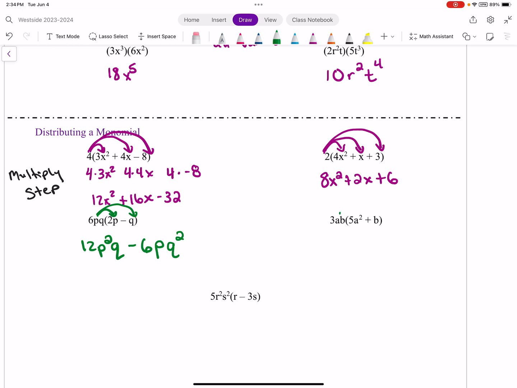We're going to go ahead. 3ab times 5a squared. So that's 15 a to the third b. And then plus 3ab squared. And the last one, 5r to the third s squared. So the 5 and the s squared have nothing to go with. R squared and r makes r to the third. And then minus 5 times 3 is 15. r squared's by itself. S squared times s is s to the third.